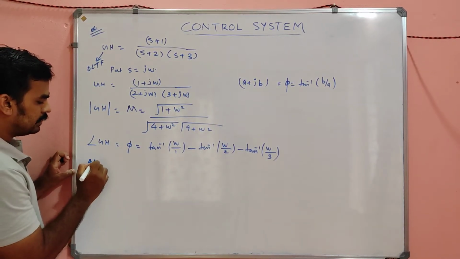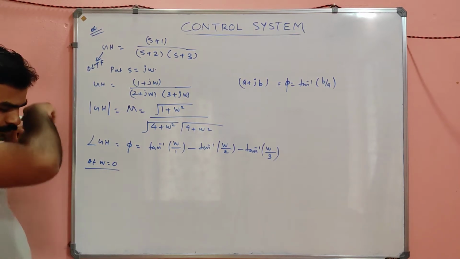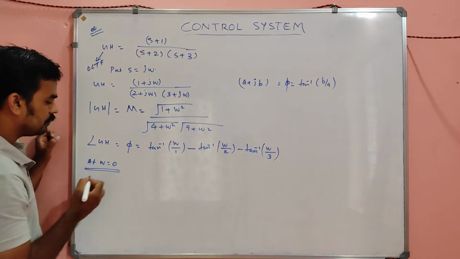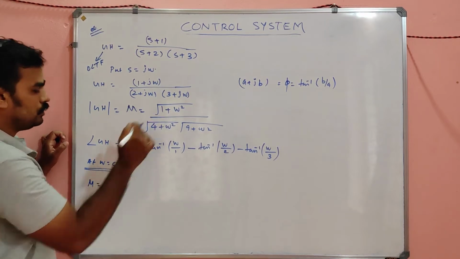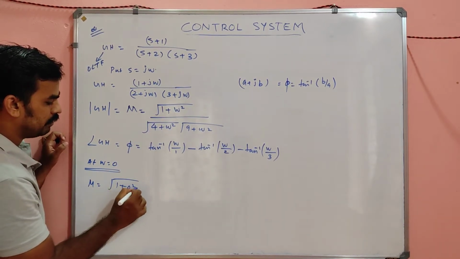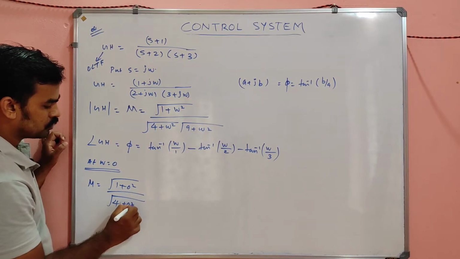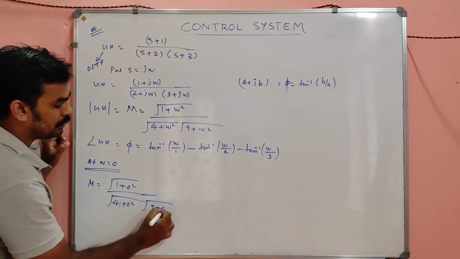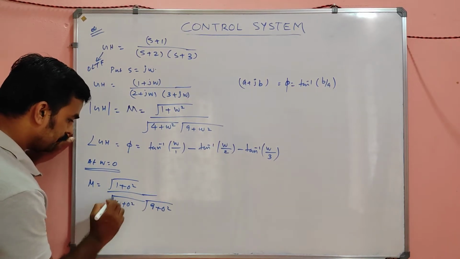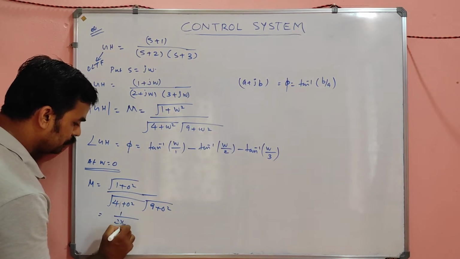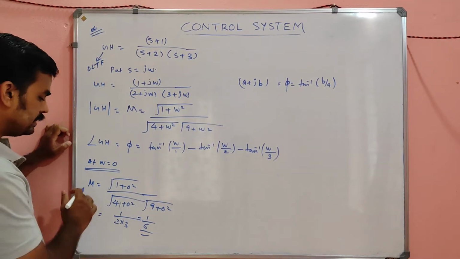So at omega equal to 0, what happens? Let's see. At omega equal to 0, what is the magnitude, my dear? Magnitude means root of 1 plus 0 square divided by root of 4 plus 0 square into root of 9 plus 0 square. Correct? So it will become 1 divided by 2 into 3, so simply 1 by 6. Okay, so that is the magnitude.